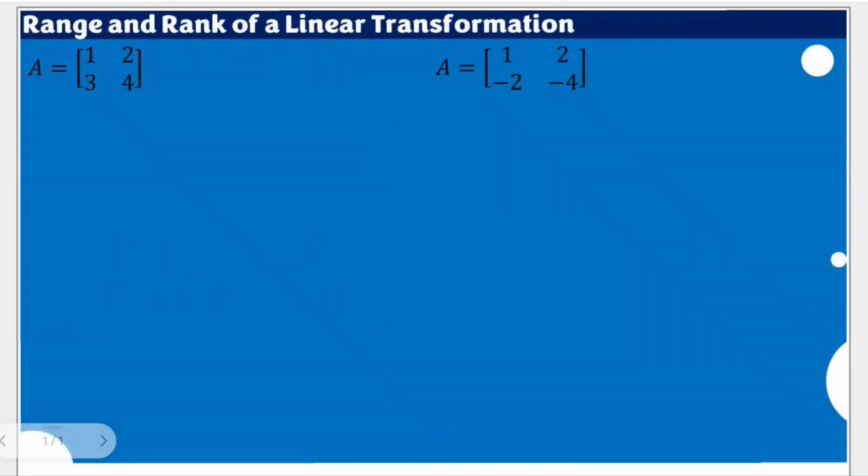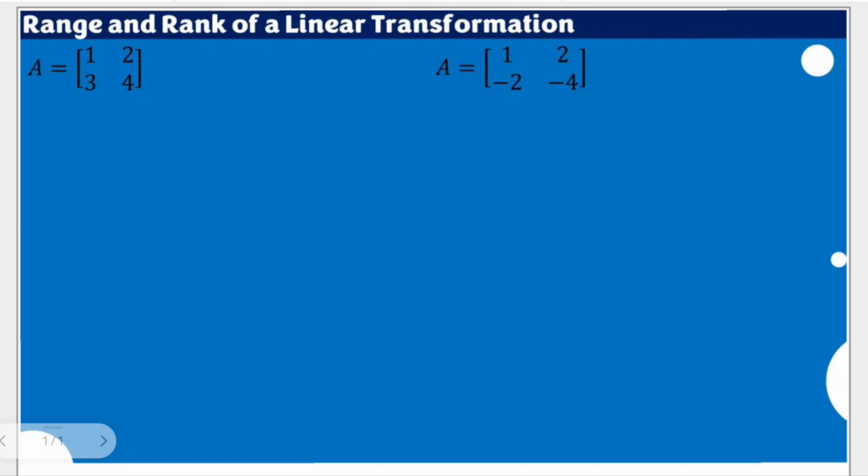Here, we are going to solve for the basis of the range and the rank of this given linear transformation involving matrices. The basis of a range is actually equivalent to the column space of a specific matrix here. So in short, this is equivalent to the column space of matrix A. To do this, we are going to show the reduced row echelon form of the two different matrices here.